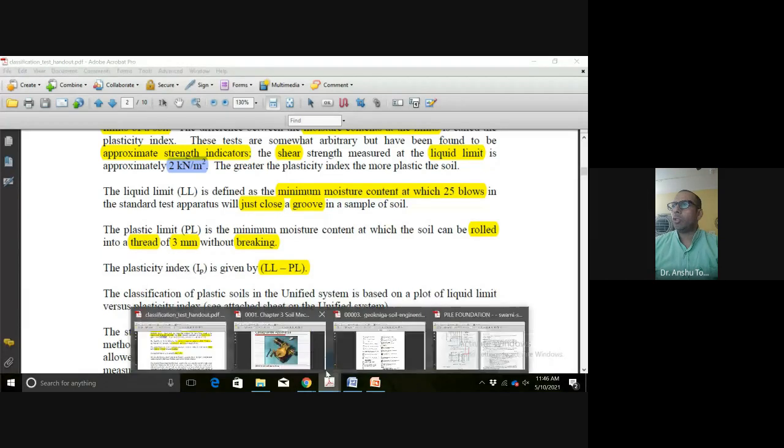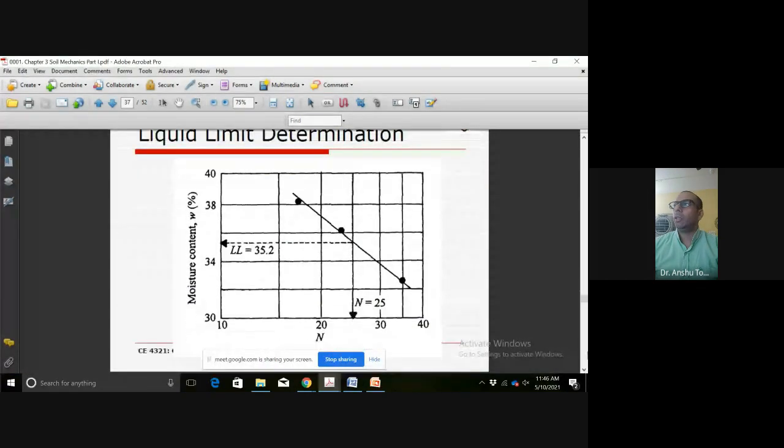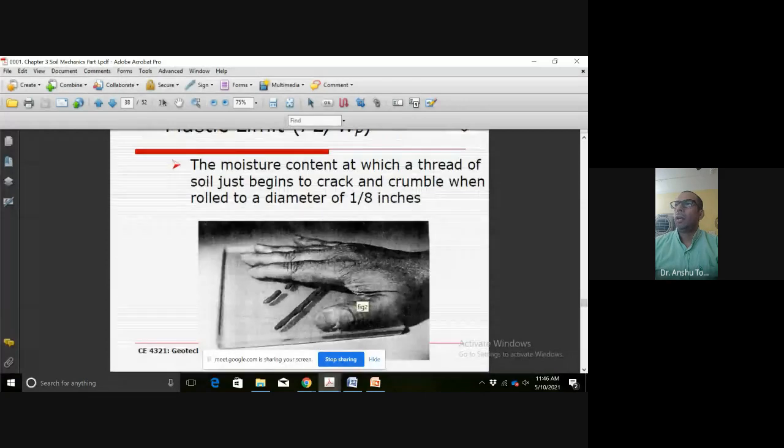So we have also seen this particular thing: we continue to increase the moisture content, and at a moisture content where that particular thread of 3 mm ceases to break into two pieces, that is called as plastic limit.